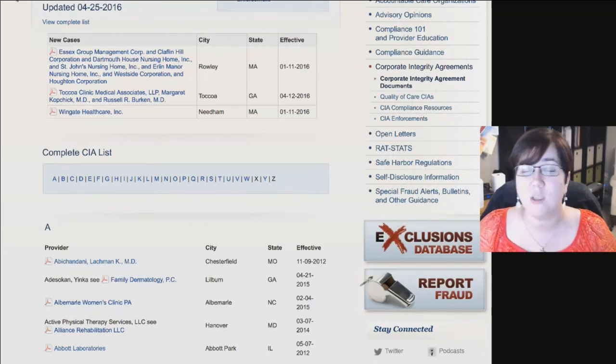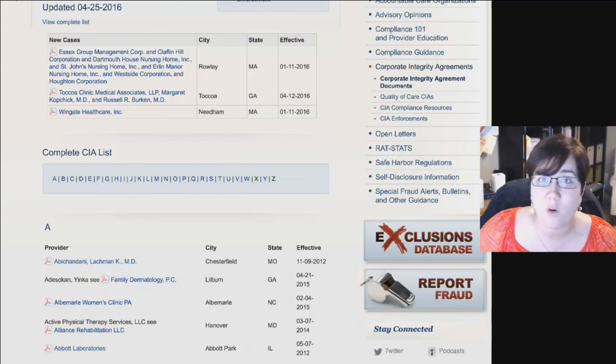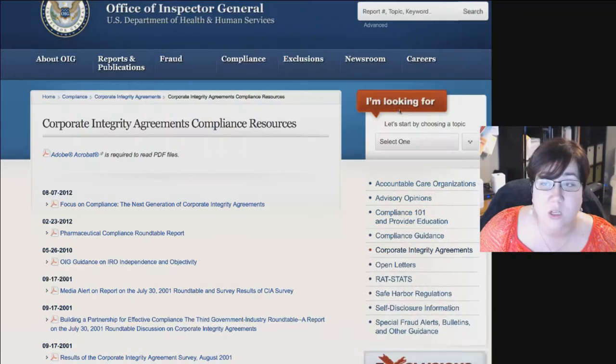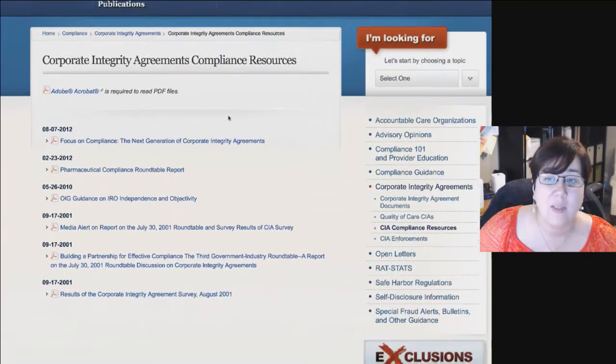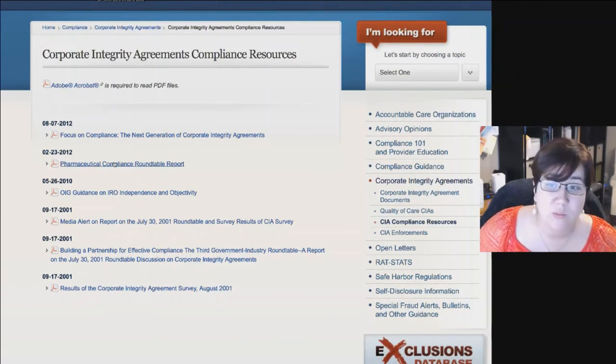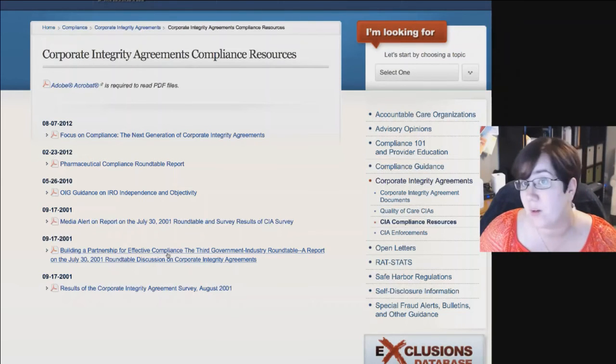All of our coding's correct. All of our claim submission meets the requirements for the federal healthcare plans, and we wouldn't have to worry about getting involved with the Office of the Inspector General. So there's lots of good uses for this corporate integrity agreement information. You'll also find that if you come out here, you can look at different compliance resources that are available if you have a CIA. They'll explain pharmaceutical compliance, updates on corporate integrity agreements, government-industry information, partnerships, and how we get these effective compliance plans. We want to make sure we're compliant. We don't want to get in trouble with the federal government, right?